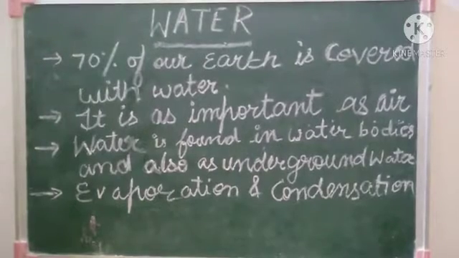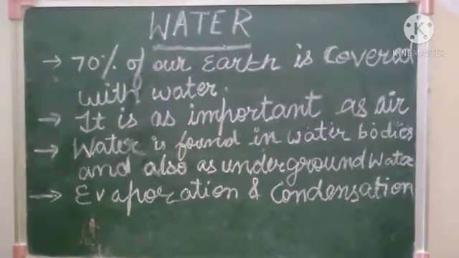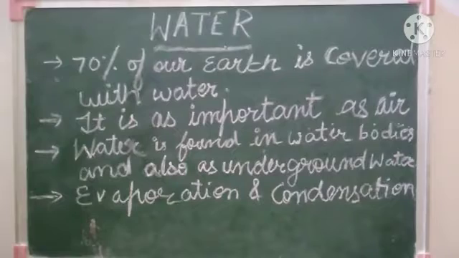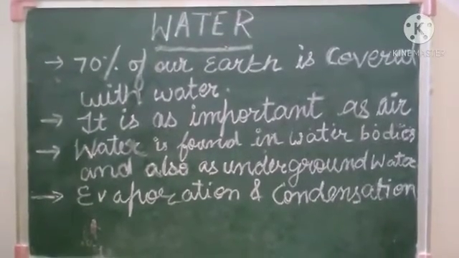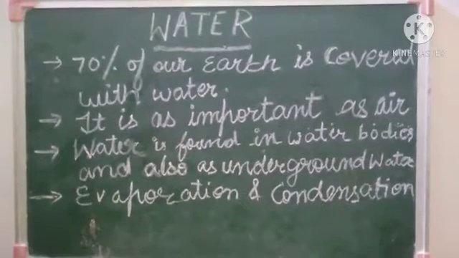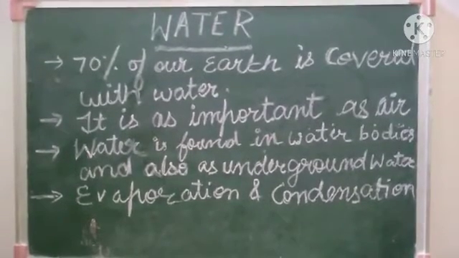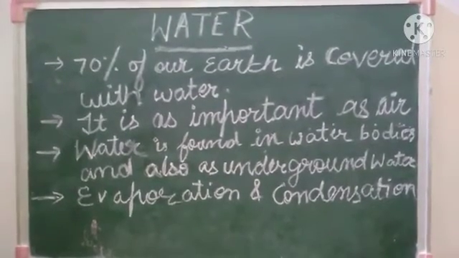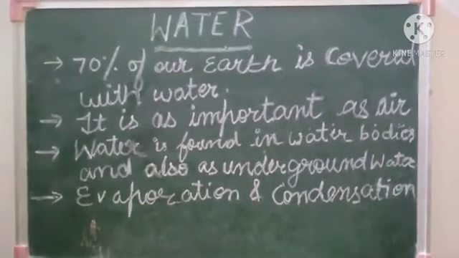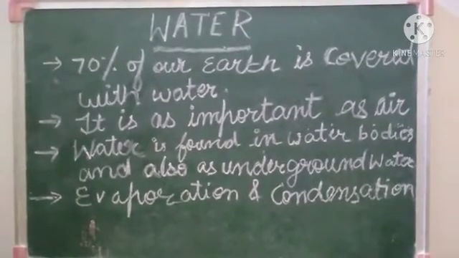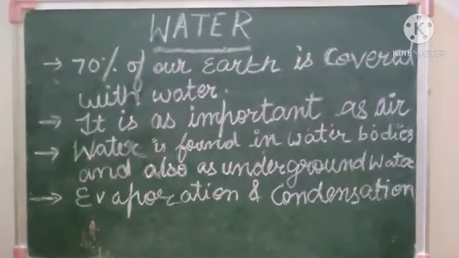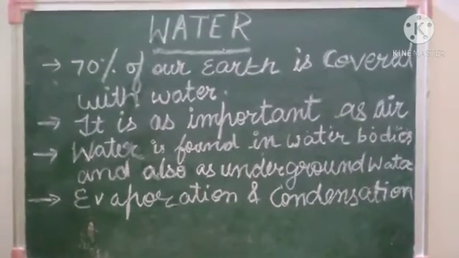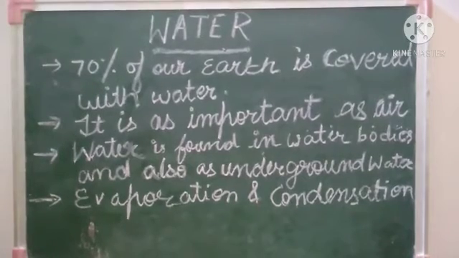70% of our earth is covered with water. हमारी अर्थ जो है वो 70% वाटर से ही कवर्ड है. आप सभी ने ग्लोब देखा होगा. ग्लोब में जो ब्लू कलर शो करता है दैट इज द वाटर. This shows that 70% of our earth is covered with water. It is as important as air. We need air to breathe and water to complete our basic needs.